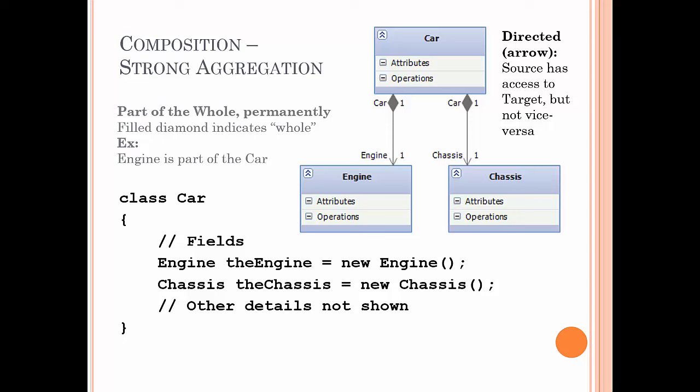In this example, the engine is a component of the car, so the diamond is next to the owner object. The directed arrow next to the engine indicates that the car has knowledge of its engine, but the engine does not have knowledge of its car. To implement this in C#, the car class will have a data member of an engine.